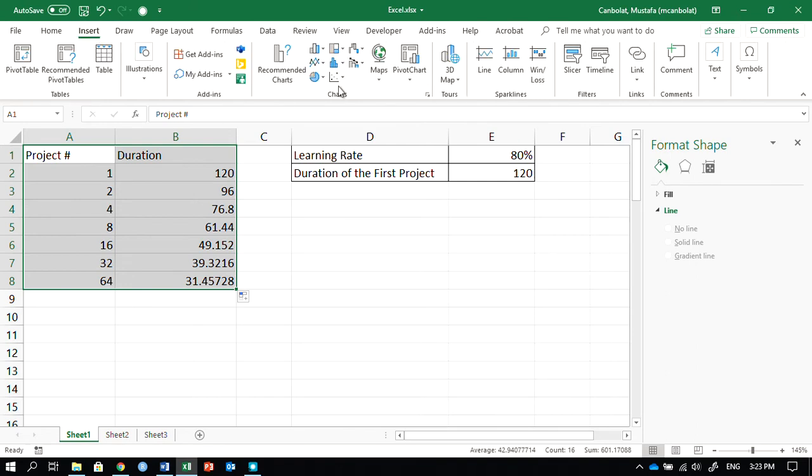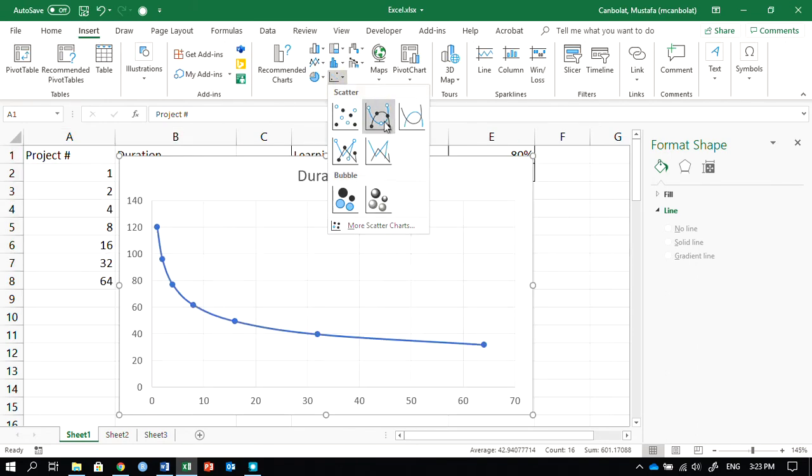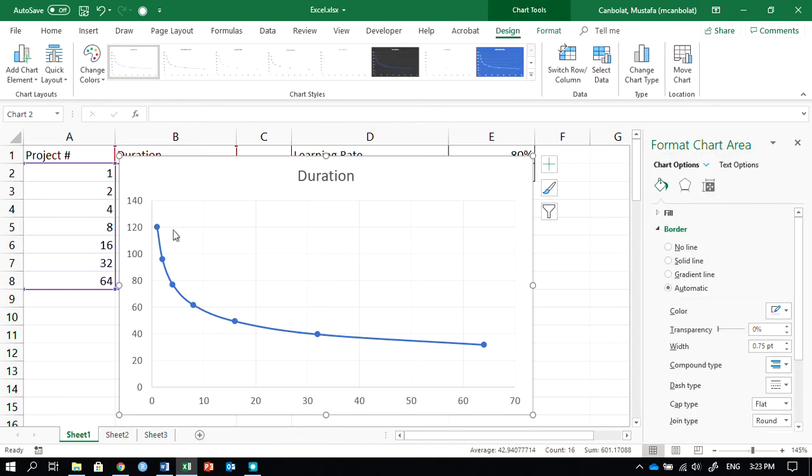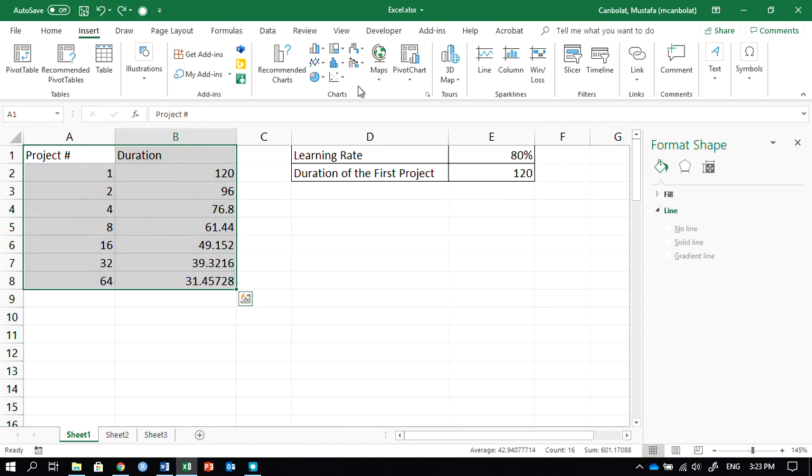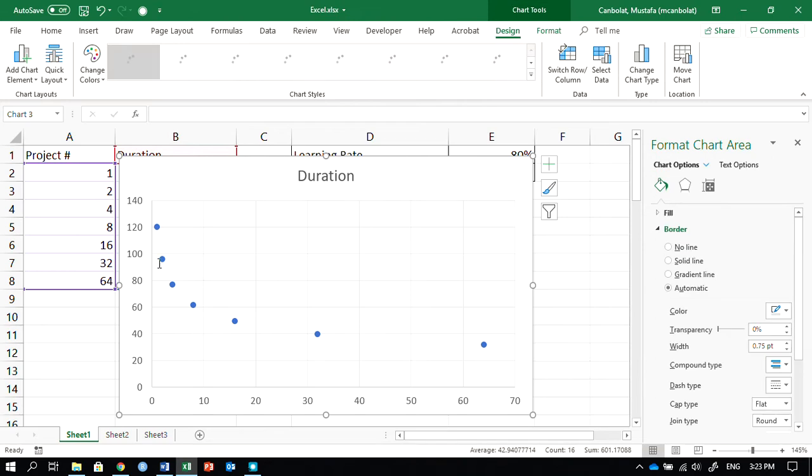We could just insert a scatter chart. Let's do that with a smooth line, and what we are seeing is that exponential relationship between the duration on the y-axis and, on the x-axis, the number of times that you complete that project. And let's now get rid of that line and just put the points. I think it's better to just put the points now.